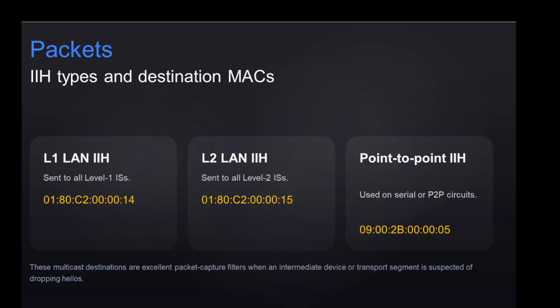Going over the various packets that get sent between IS-IS speaking routers to establish the adjacency, we have the LAN Level 1 IIH packets. They get sent to the All Level 1 IS MAC address, which is the value you see on the screen here. Then we have the Level 2 LAN hellos, and they get sent to the well-known MAC address ending with 0015. On point-to-point circuits, there is only one type of IIH that gets sent, and it gets sent to the MAC address ending with 0005.